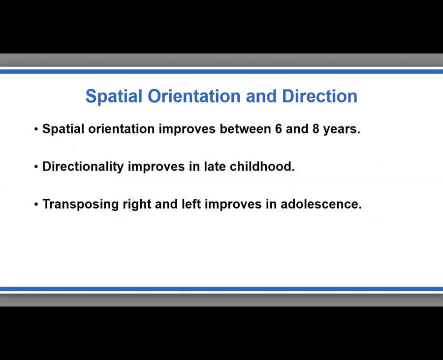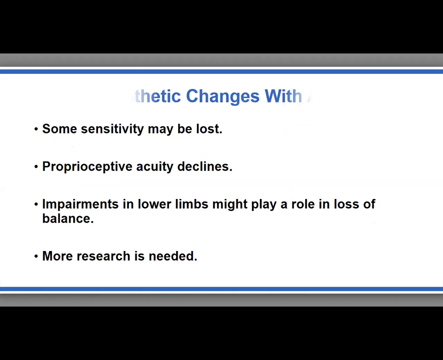Spatial orientation and direction. Spatial orientation improves between 6 and 8 years. Directionality improves in late childhood, and transposing right and left improves in adolescence. Kinesthetic changes with aging. Some sensitivity may be lost as we age. Proprioceptive acuity declines in older ages. Impairments in lower limbs might play a role in loss of balance, and more research is needed to really determine. Again, it's probably more multifactorial.